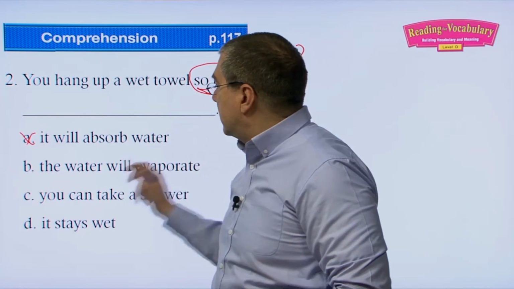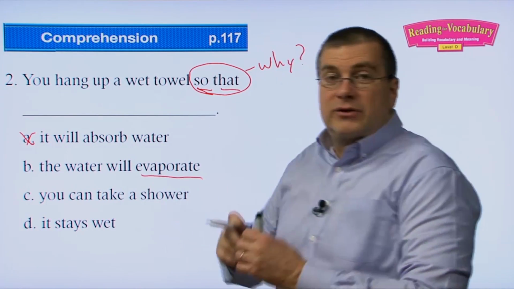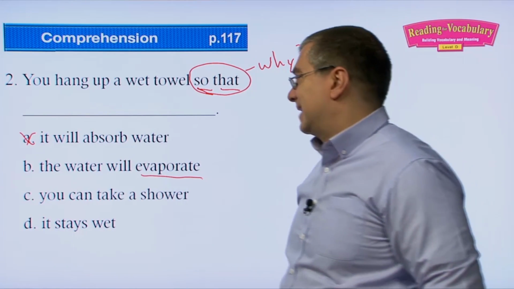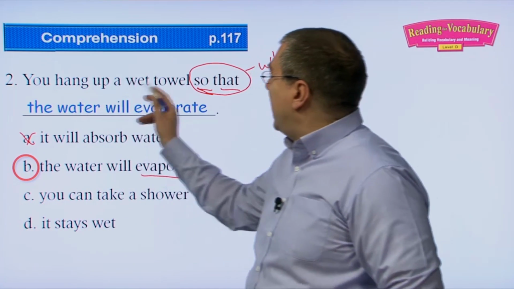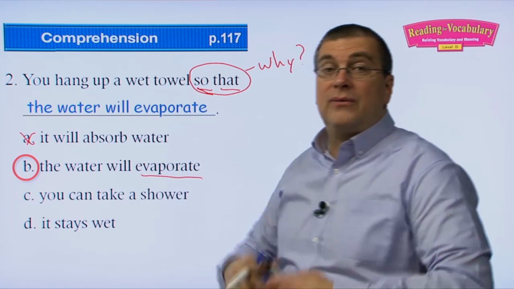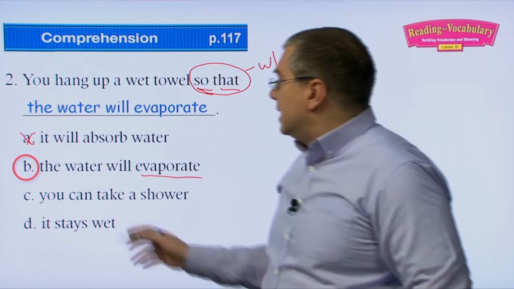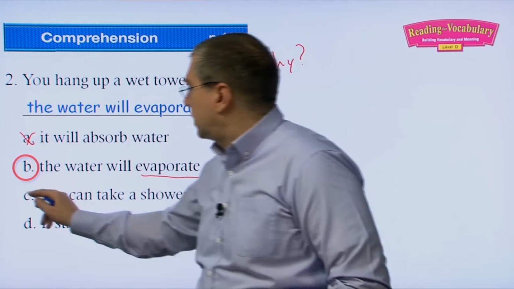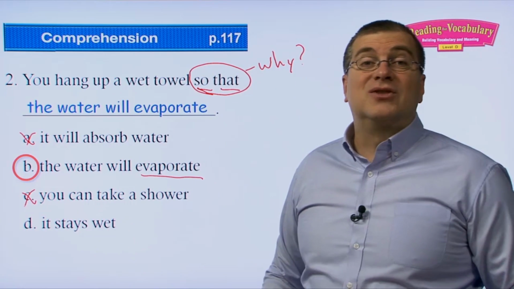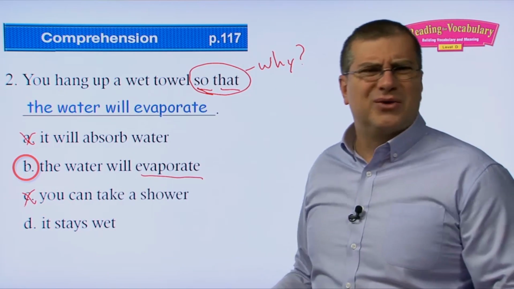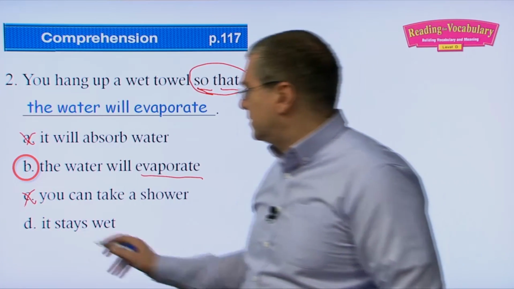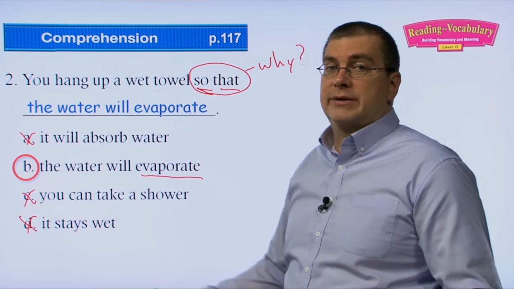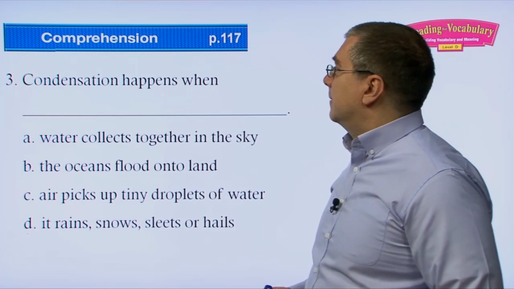We hang it up so that the water will evaporate, so that it will go away and our towel will be dry and we can use it the next day. That's the answer. You hang up a wet towel so that the water will evaporate. It will go away. Not so that you can take a shower. You've already taken a shower. Okay? And D, it stays wet. You hang up a towel so that it stays wet? That doesn't make sense. You hang up a towel so that it will become dry. The water will evaporate.